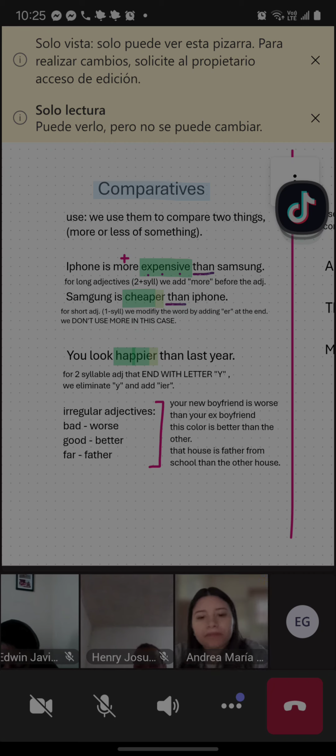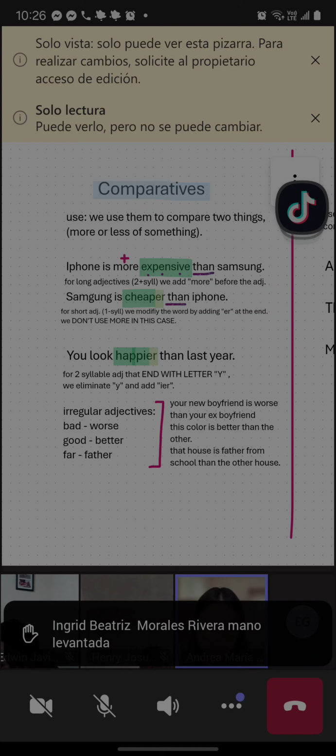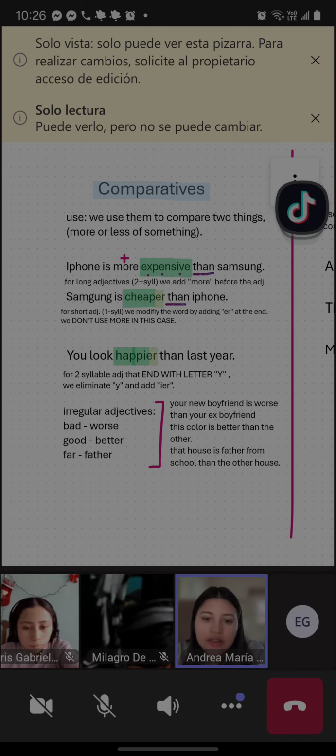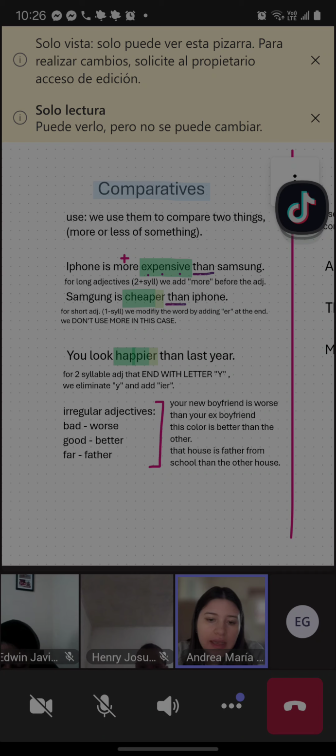There's no other way. For long adjectives like beautiful, how many syllables does beautiful have? Three syllables. Yes. So in this case, we add the most before the adjective. So we say, my mom is the most beautiful. I don't say the most beautifulest. No, I only say the most beautiful. Or for example, Adele is the best singer.